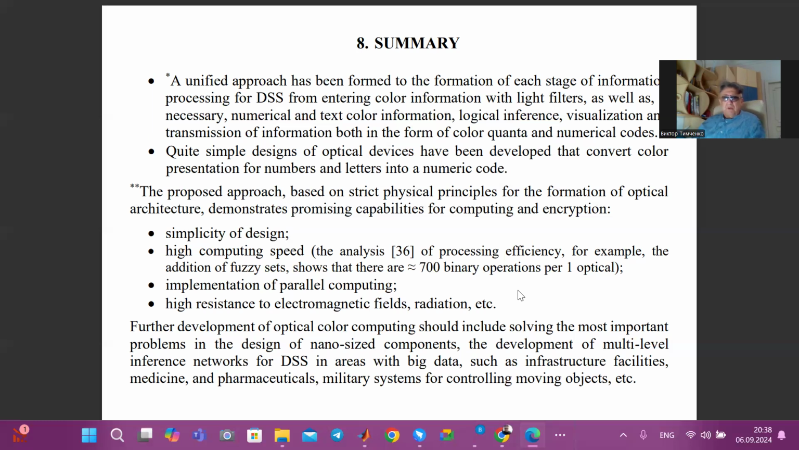Further development of optical color computing shall include solving the most important problems in the design of nanosize components, and the development of multi-level inference networks for decision support systems in areas with big data, with infrastructure, facilities, medicine, and pharmaceutical and military systems for controlled moving objects, etc.